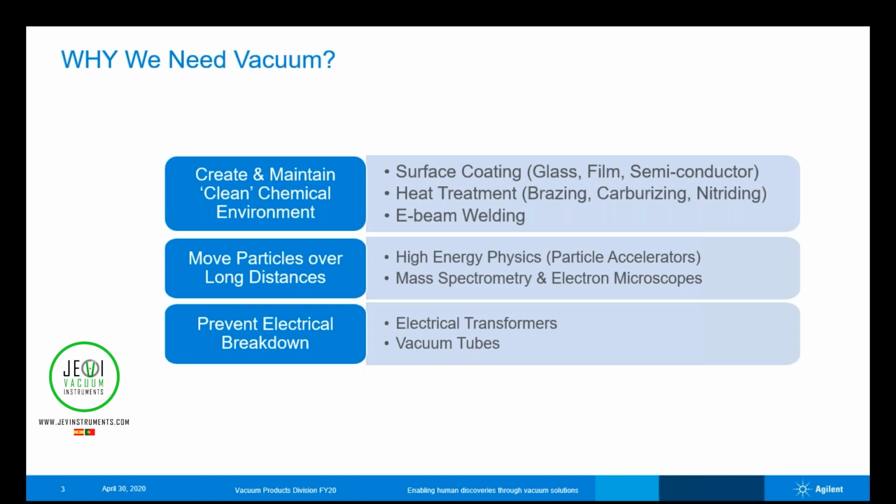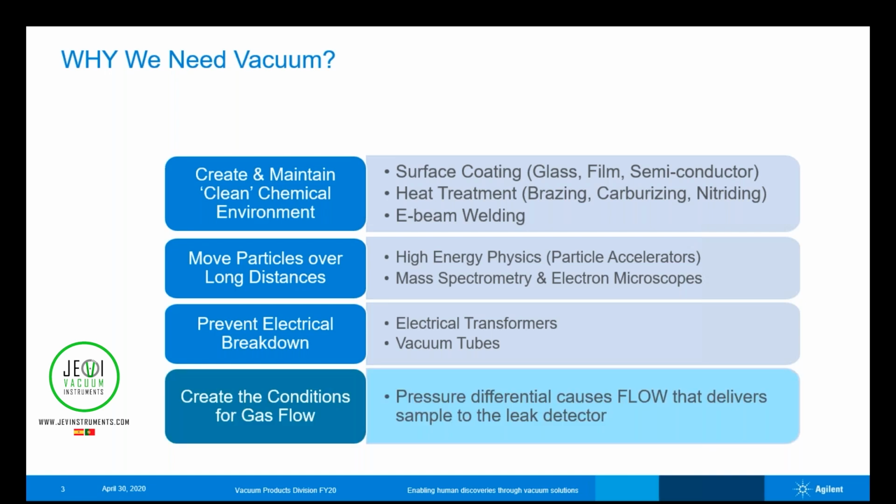For our particle accelerator and high energy physics customers, they're more concerned about moving particles over a long distance. Anytime we want a particle to travel without it being knocked off course through collisions with background gas molecules, we need to reduce again the particle density inside our vacuum vessel. Finally, a lot of industrial processes require very high voltages in very close proximity. And of course, if we didn't get rid of the background gas there, that high voltage would simply discharge or create an arc across those positive and negative terminals.